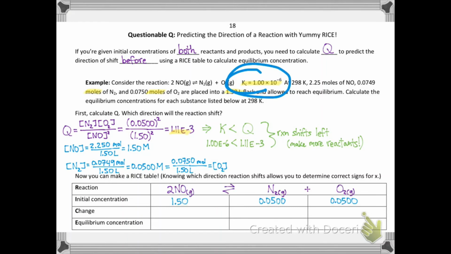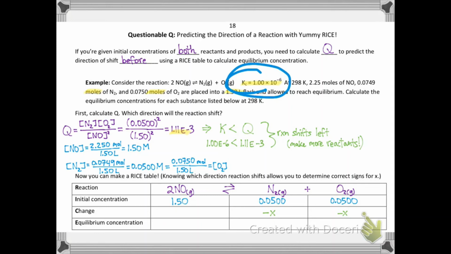Okay, so these are initial concentrations. Now the fun part. Remember how we determined that under these conditions we're going to actually make more reactants? That means you're going to lose products. So instead of being a plus X like we normally would on the product side, you will need a negative X, because some of these products are going to be converting and forming reactants.